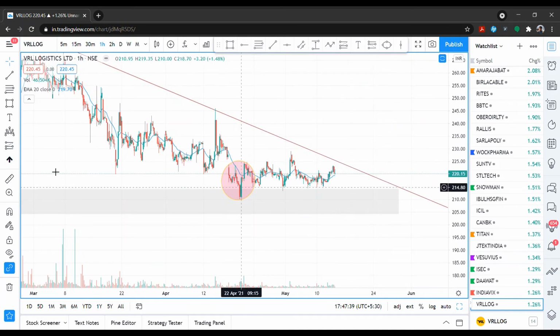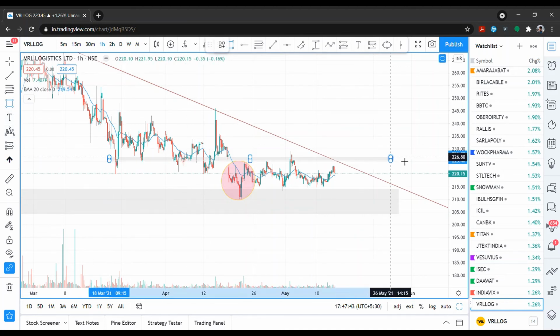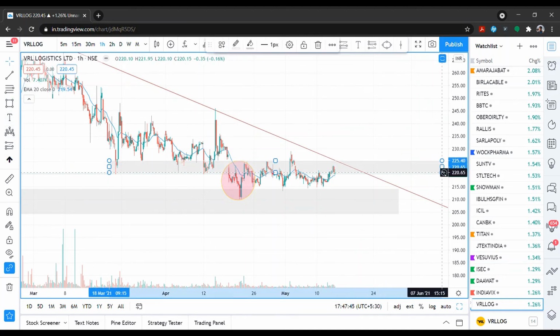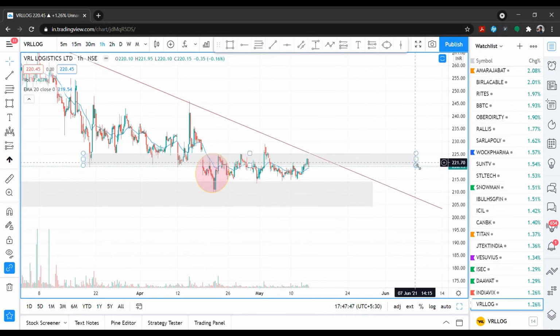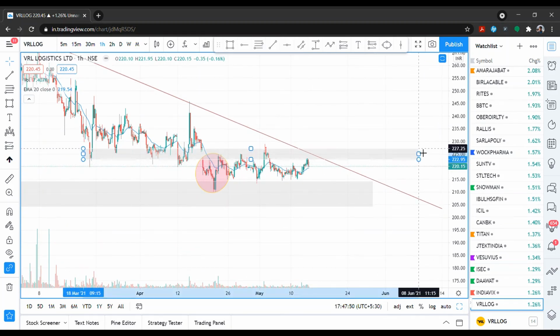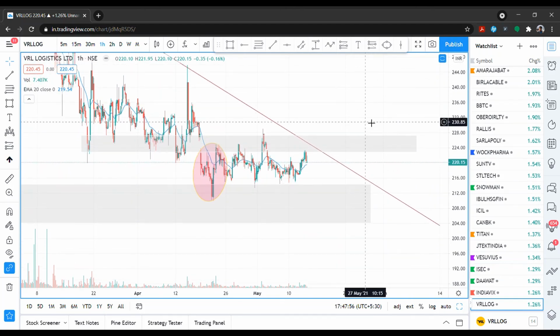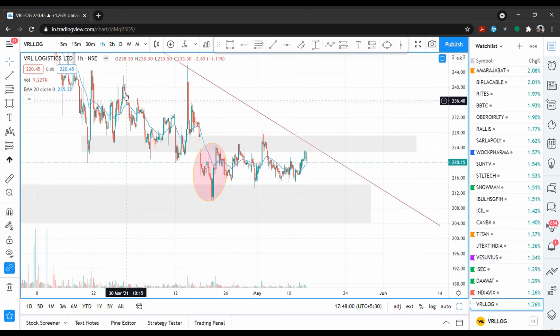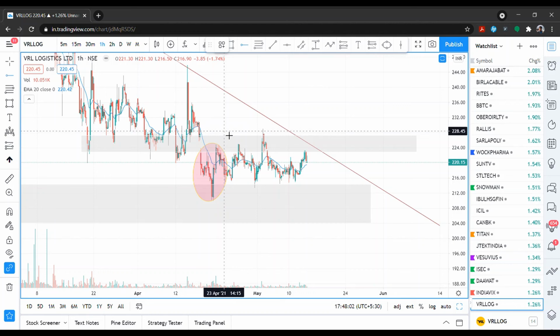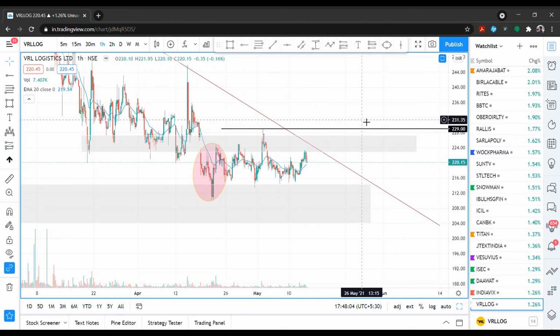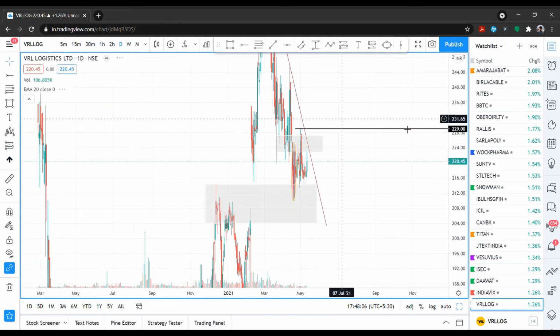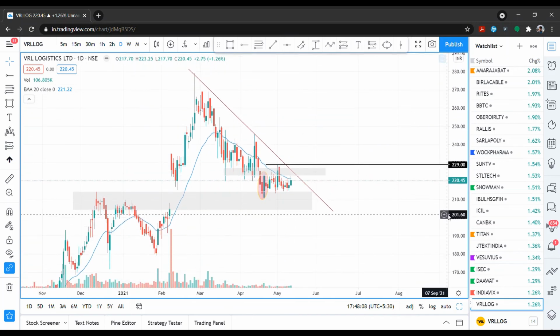Okay, for me this is a level, this one, this is a level that I'll be watching keenly. And as soon as the price breaks above these highs, this high, I'll be interested to take a trade. Okay, so that's about VRL Logistics.